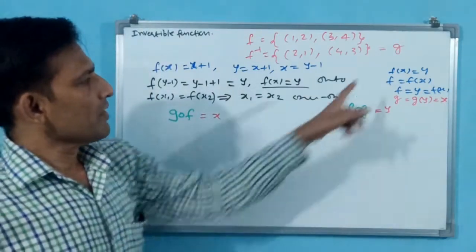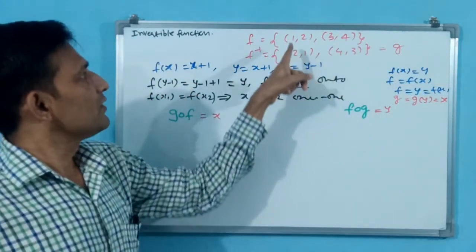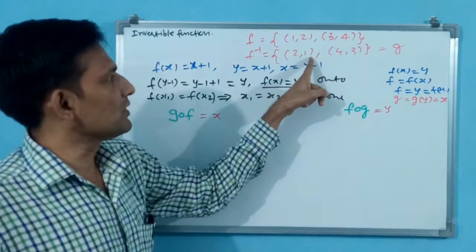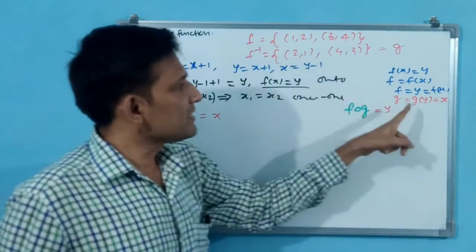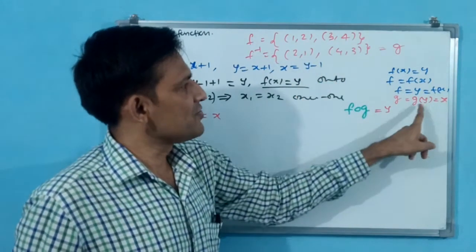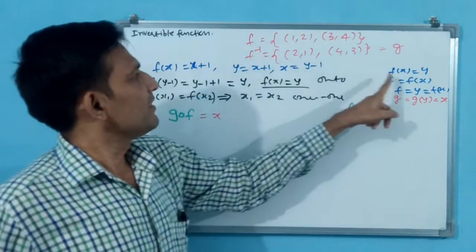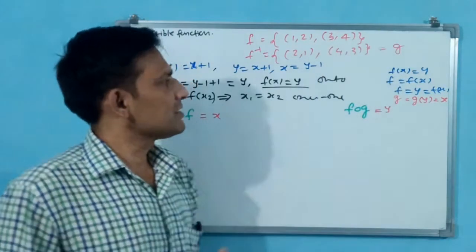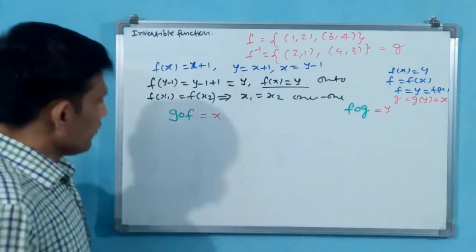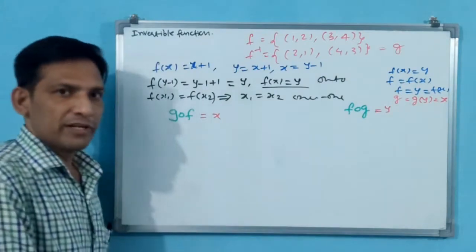You see, in F you are giving input X, then Y is coming. Inverse means here X is input, Y is output; here Y is input, X is output. Y is input means G of Y you have to write. Output is X, G of Y is equal to X. This you have to keep in your mind. Now, if you prove GOF is equal to X, FOG is equal to Y, this function is invertible.